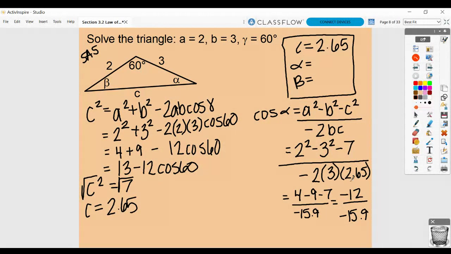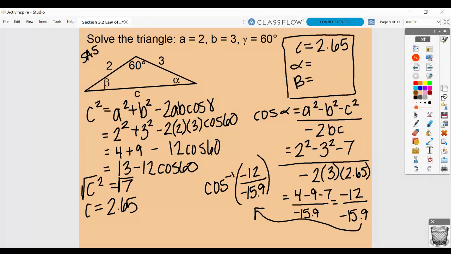Now you're looking for the angle, so you have to do the inverse. So I'm going to pop over here. You want to do cosine -1 of -12 over -15.9. So cosine inverse of -12 divided by -15.9. And you should get 40.99. So you could round that up to 41 since it's 0.999.